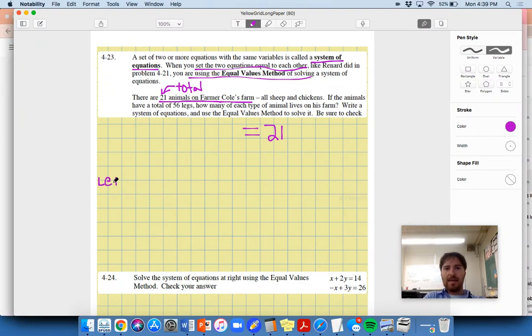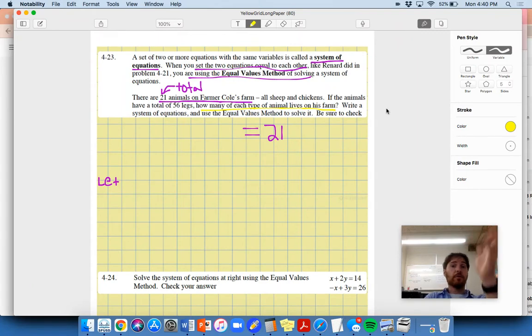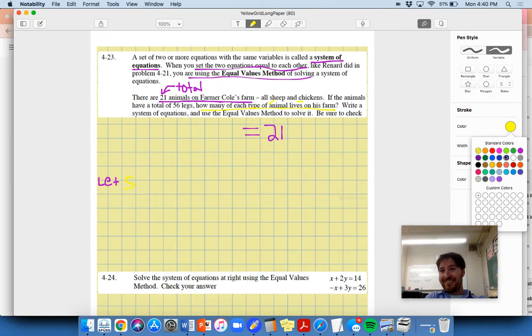What are we being asked here? How many of each type of animal lives on his farm? Well, all sheep and chickens here. So to define your variables, a lot of times you look to the question being asked in the problem, okay? How many of each type of animal lives on the farm? So that means I'm going to want a variable for each type of animal here. So we have all sheep and all chickens, okay? So I'm going to let S equal what?